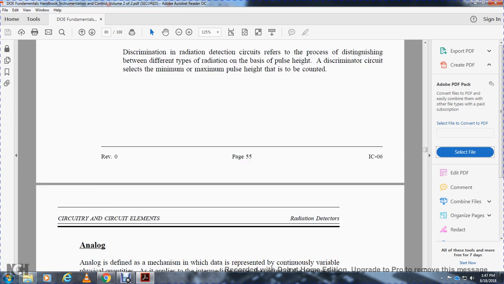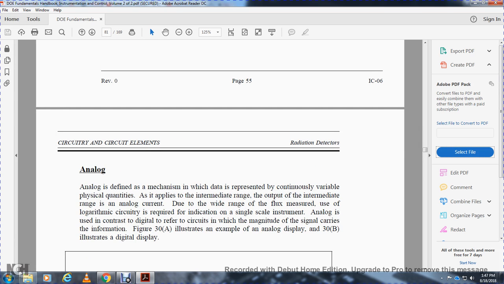Analog. Analog is defined as a mechanism of data with a continuous variable physical quantity, supplied over an intermediate range of output. The range of the analog current, due to the wide range of the flux measured, requires logarithmic circuitry to provide indication on a single scale of the instrument. Analog is in contrast with digital, which refers to a circuit where the magnitude of the signal carries information.